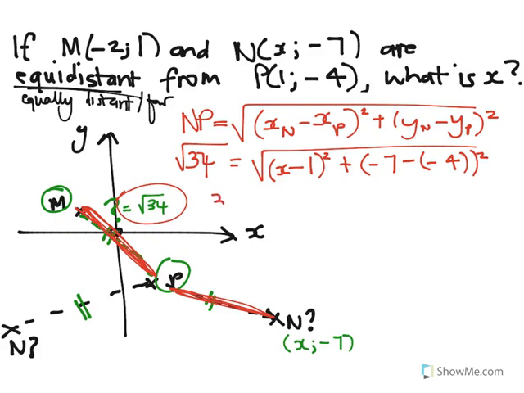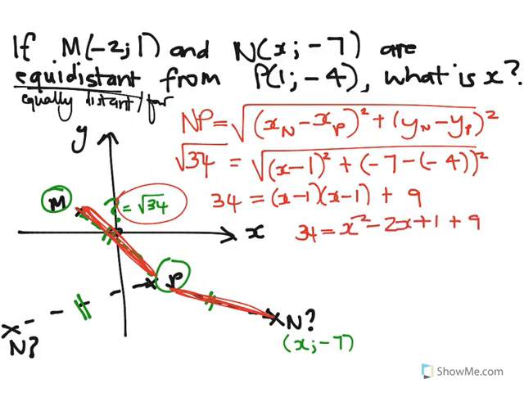And if we square both sides, that's just going to eliminate the square rooting that's happening on either side. So 34 is equal to, and I'm just going to multiply this out in the next step, minus 7 minus minus 4, so minus 7 plus 4 is minus 3, and if you square that, that's 9. So 34 is equal to x squared minus 2x plus 1 plus 9. Quadratic equations, I'm going to get one side to be 0, so I've got plus 1 plus 9 minus 34 is equal to 0. X squared minus 2x minus 24 is equal to 0.